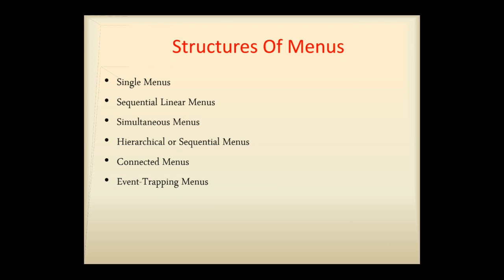The most common menu structures are single menus, sequential linear menus, simultaneous menus, hierarchical or sequential menus, connected menus, and event trapping menus. So we shall discuss all these different types of structures one after the other.